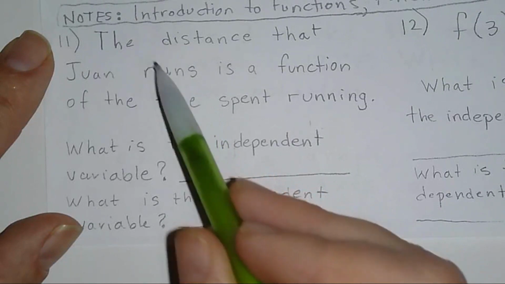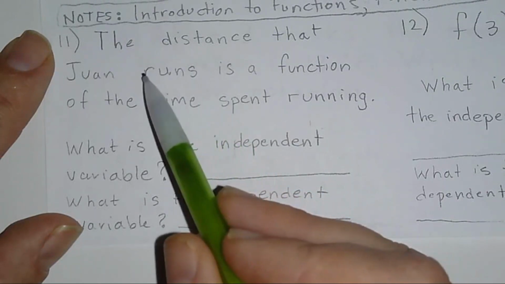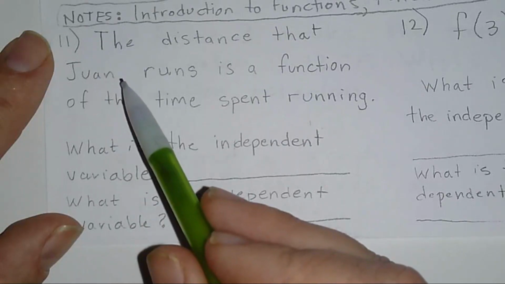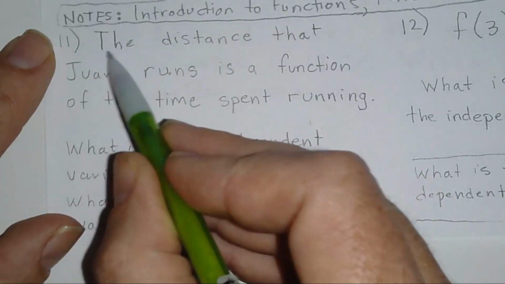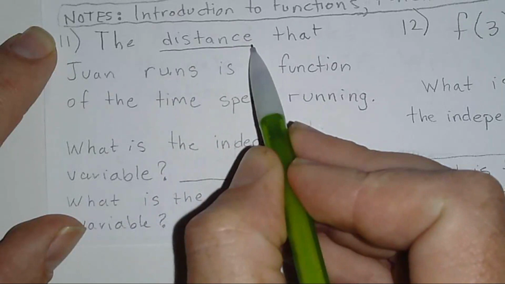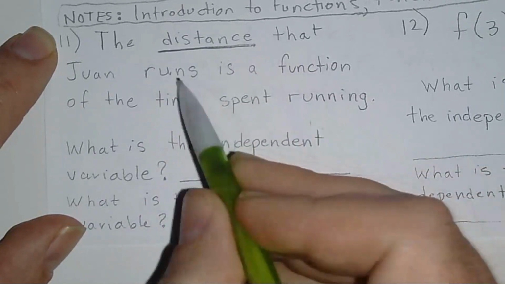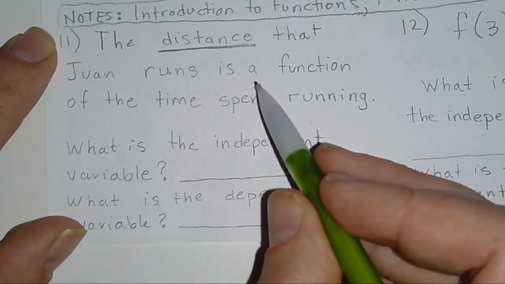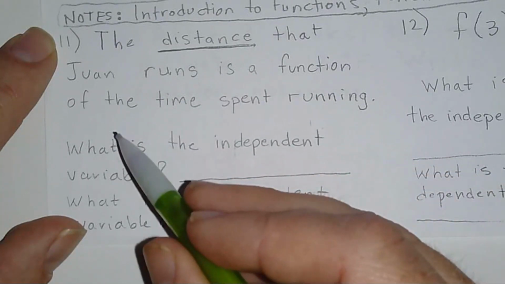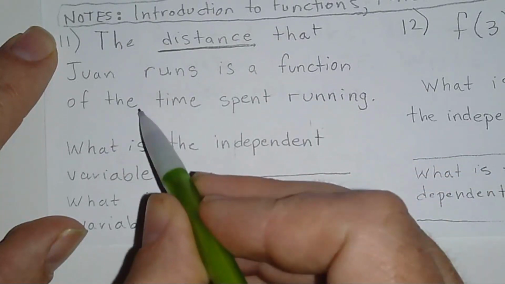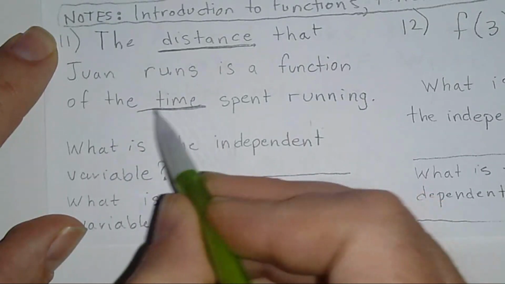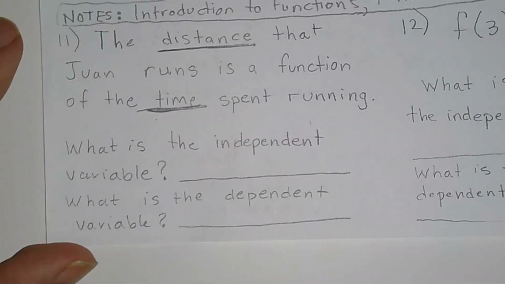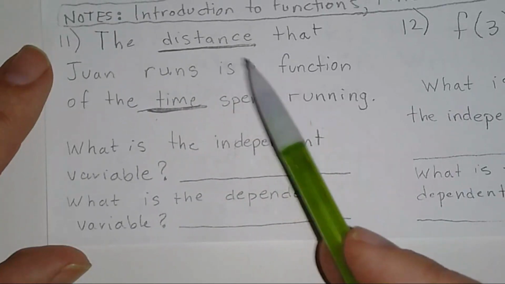Now, there are a lot of words here, but Juan, in this case, is not a variable. He's a person. But if I read, I have the distance. So the distance that Juan runs is one variable. And then it says, as a function of the time spent running. So my two variables here are distance and time. The distance run and the time spent running.